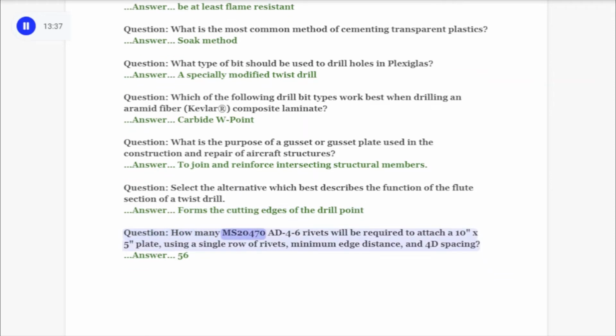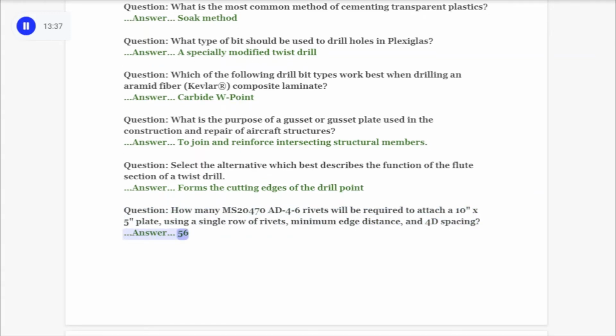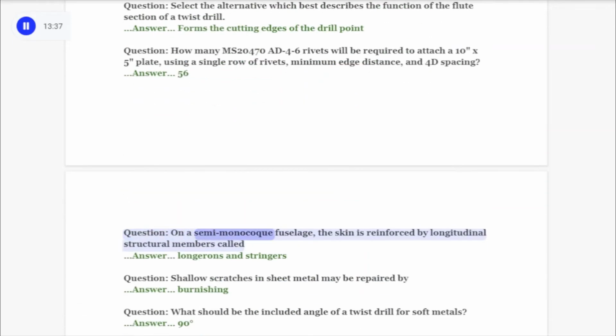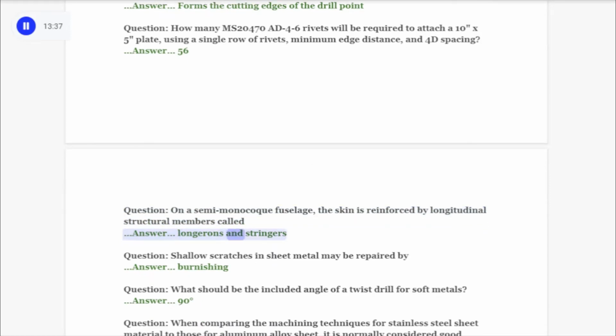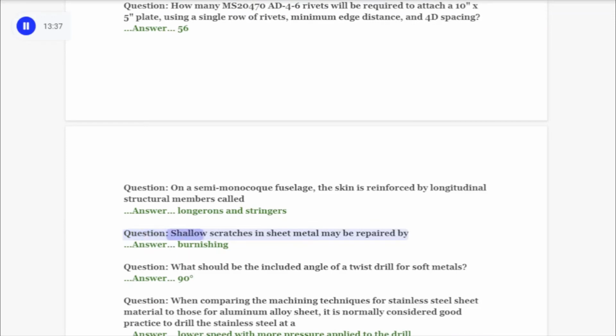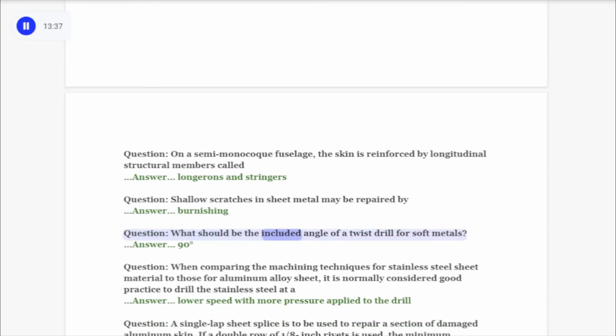Question: how many MS20470AD4-6 rivets will be required to attach a 10-inch by 5-inch plate, using a single row of rivets, minimum edge distance, and 4D spacing? Answer: 56. Question: on a semi-monocoque fuselage, the skin is reinforced by longitudinal structural members called. Answer: longerons and stringers. Question: shallow scratches in sheet metal may be repaired by. Answer: burnishing. Question: what should be the included angle of a twist drill for soft metals?